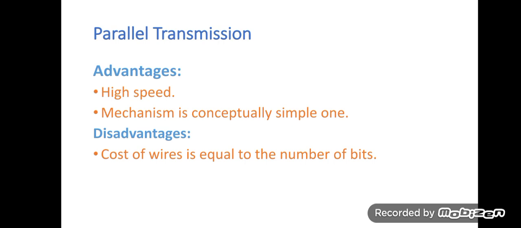Now, we will move on to the disadvantages. The cost of wires is equal to the number of bits. It requires n wires to send n bits of data. For example, if we want to send 8 bits of data, it requires 8 wires to send the data, so the cost will increase for wires.